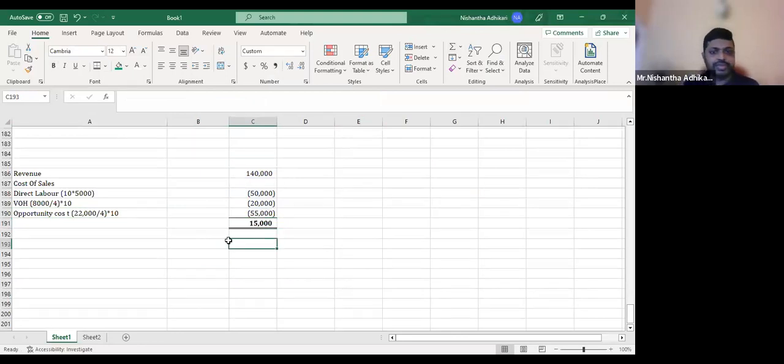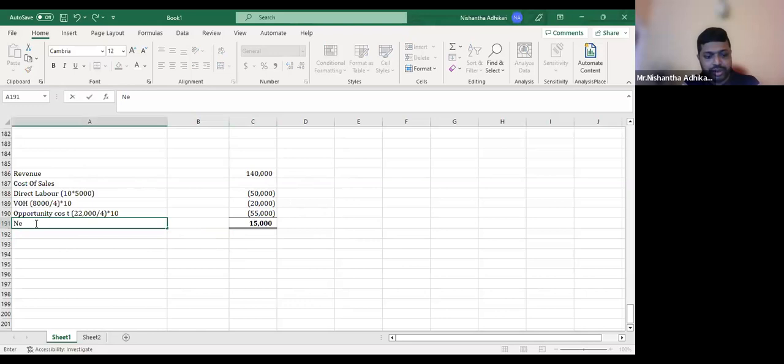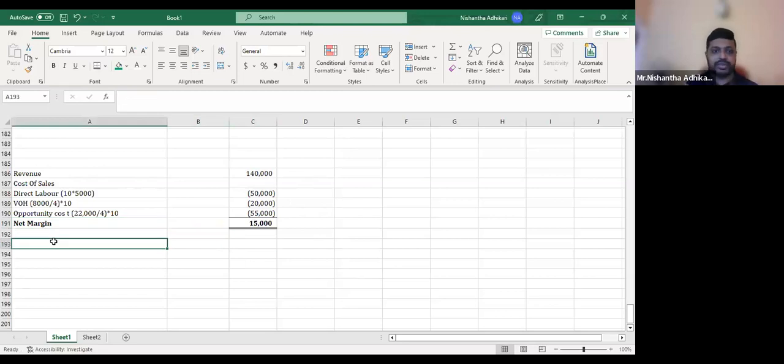After considering opportunity cost and all other costs, you will end up with a net margin of 15,000 from this offer. Special job, accept. If you accept this offer, you can get an additional margin of 15,000. Your answer should be to accept this offer, since it will give a net margin of 15,000. That is question number 6.